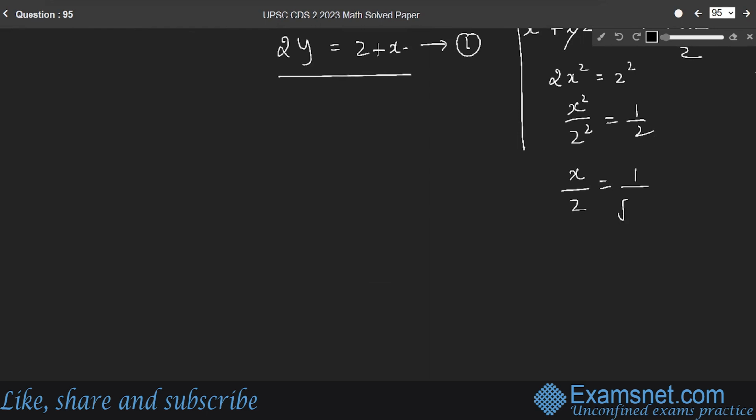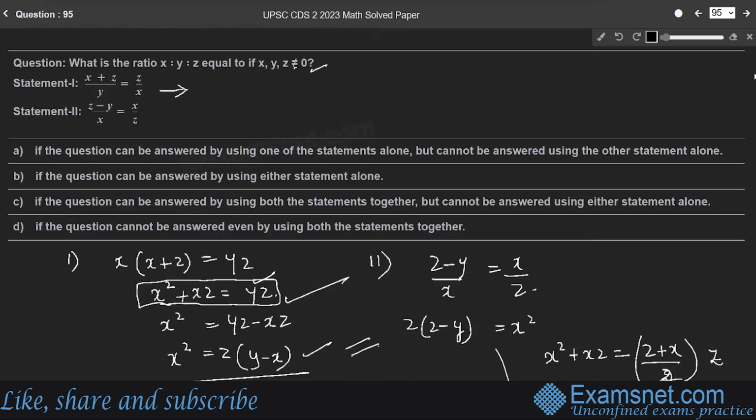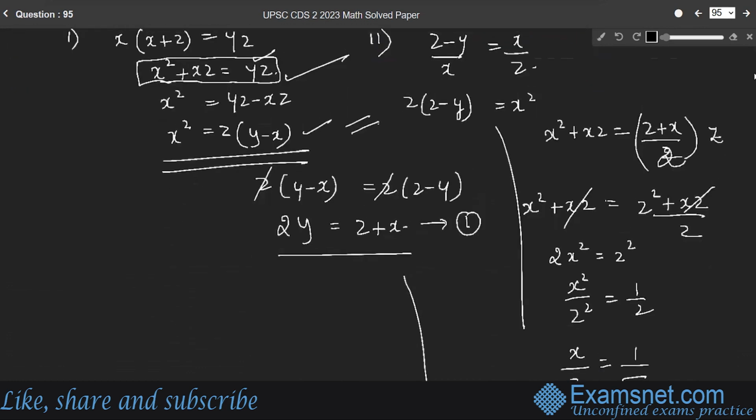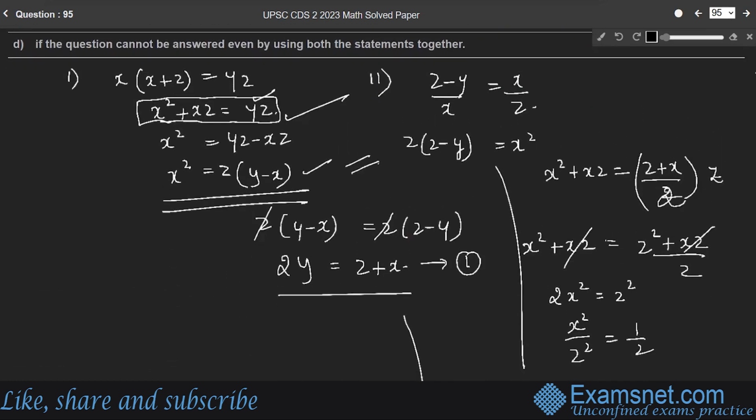So 1 by root 2, right? X is to z is 1 is to root 2 is the ratio. So both from statement 1 and 2, we can decide the ratio of x and z. X is to z ratio can be calculated. What about x is to y? So how to find x is to y? Substitute x and z in any of the equations.